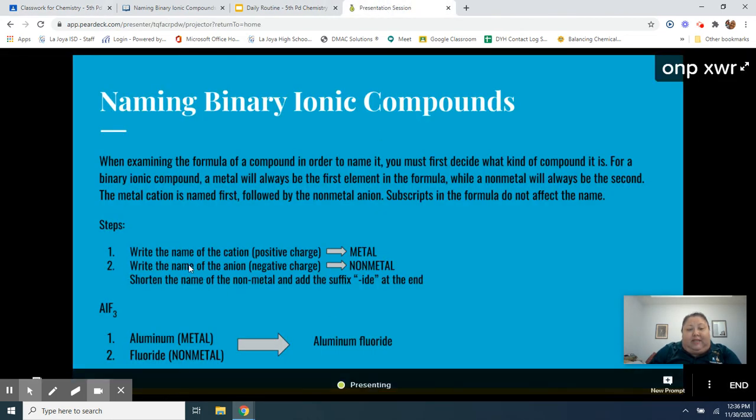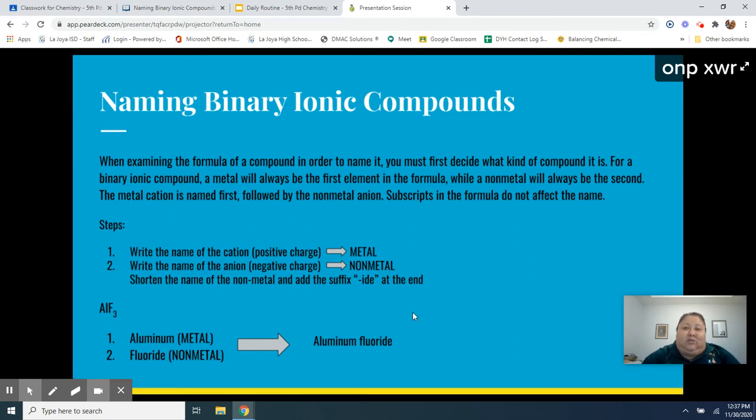Number 2, write the name of the anion, the nonmetal, but shorten the name of the nonmetal and add the suffix IDE at the end. So prefixes always come out in front, suffixes always come out at the end. All right, so whatever nonmetal you have, I always say take off the last 3 letters of your name and add IDE.